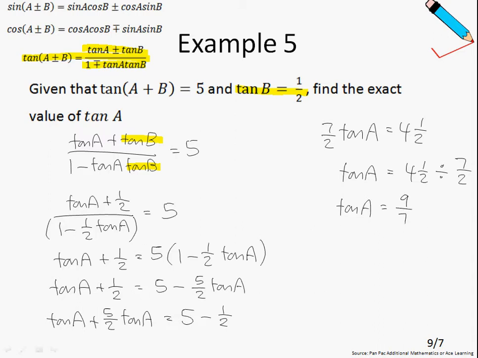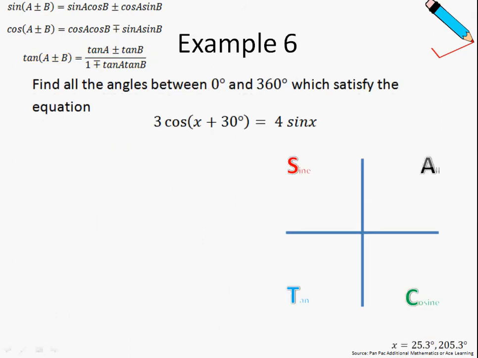Yeah, I think this example is rather simple. It is just to illustrate the use of the tangent addition formula. Okay, let's move on to example 6. Find all the angles between 0 degrees and 360 degrees which satisfy this equation over here.